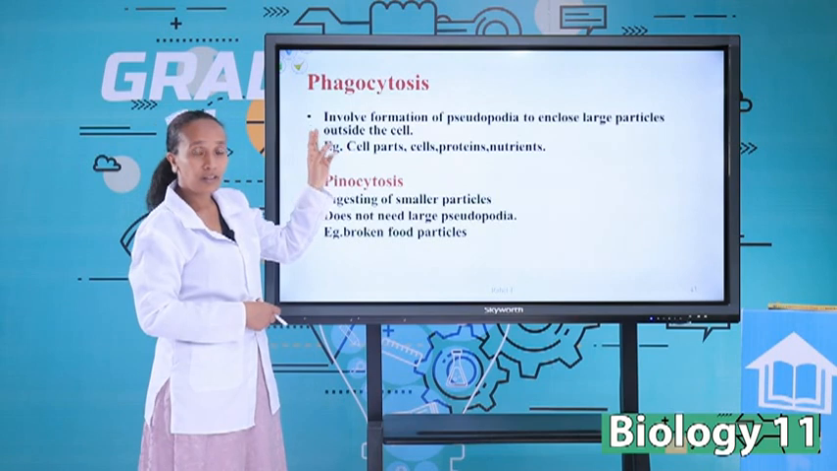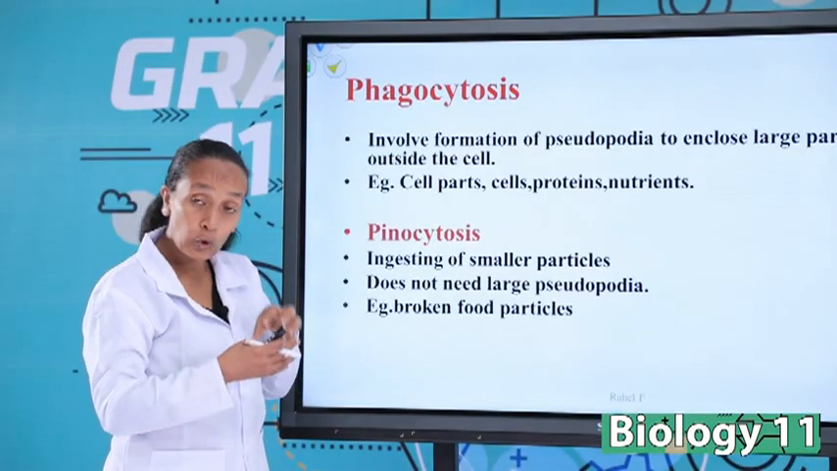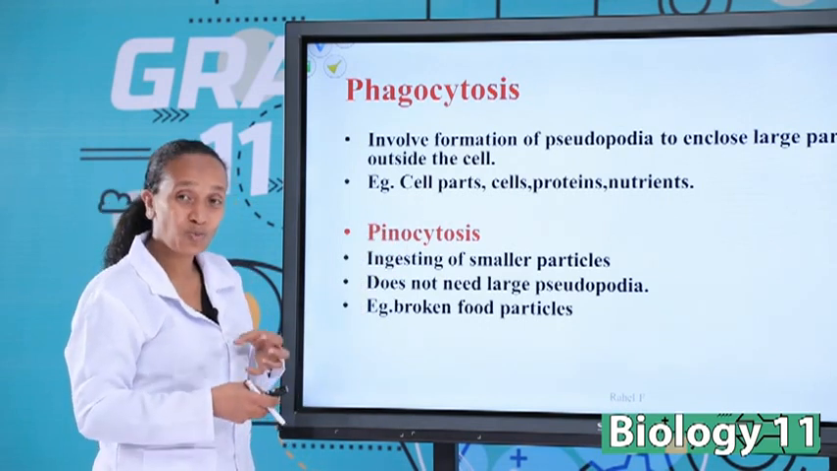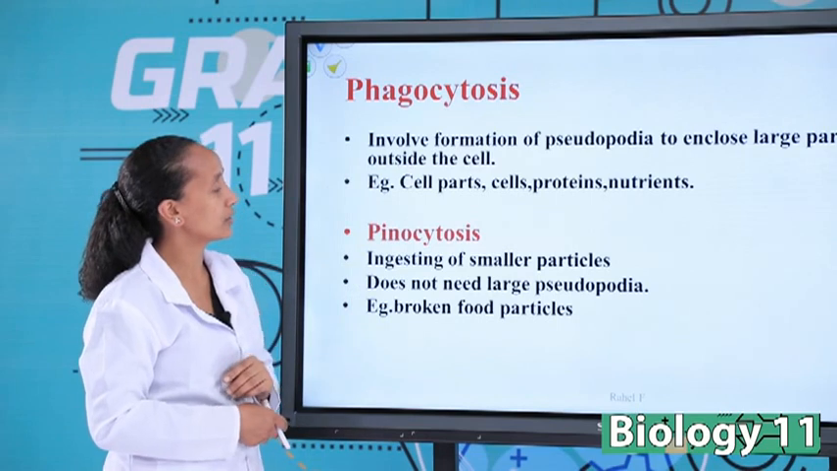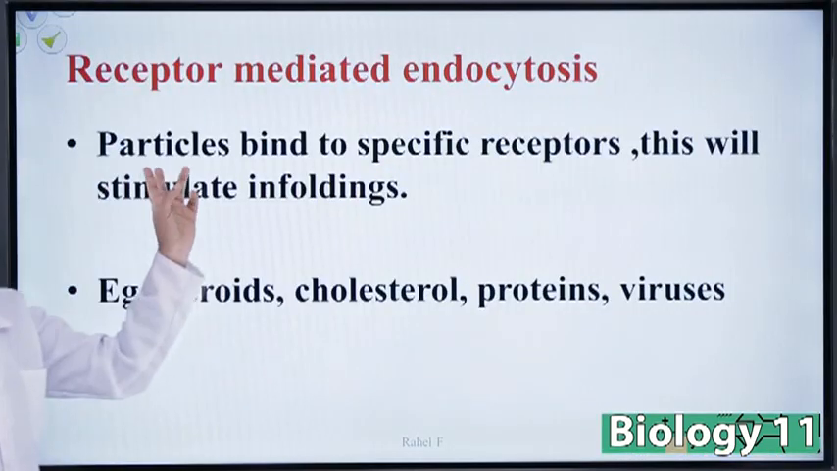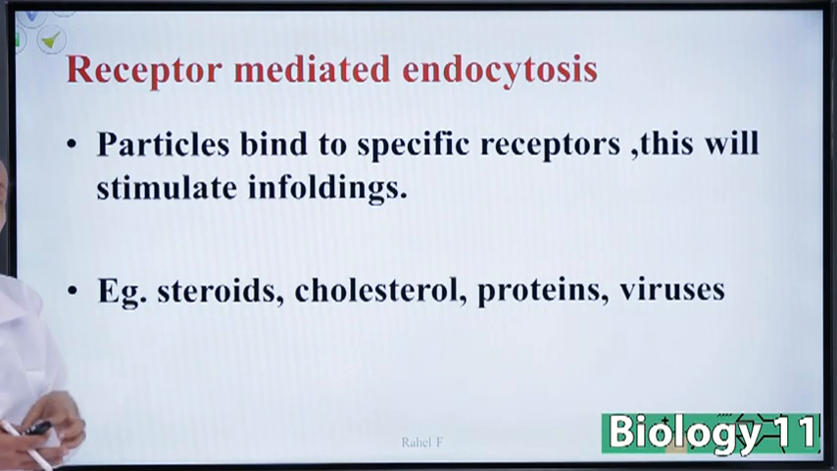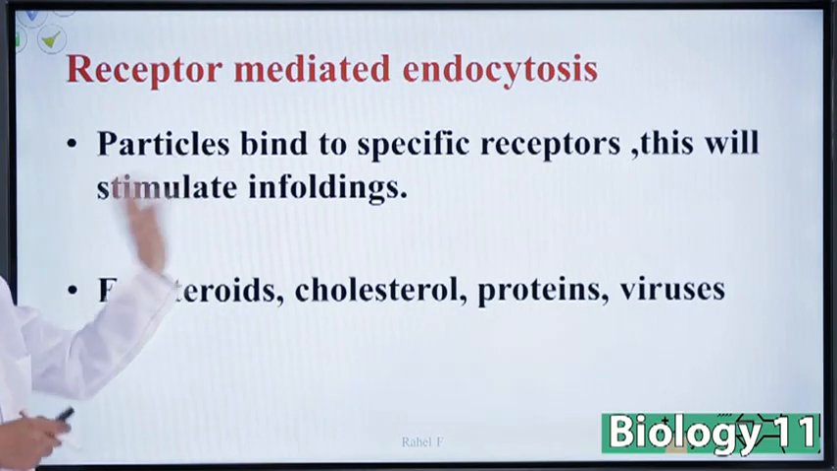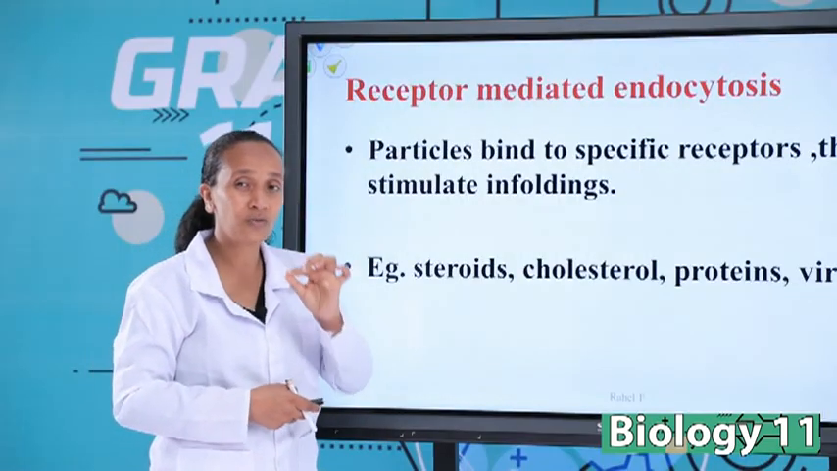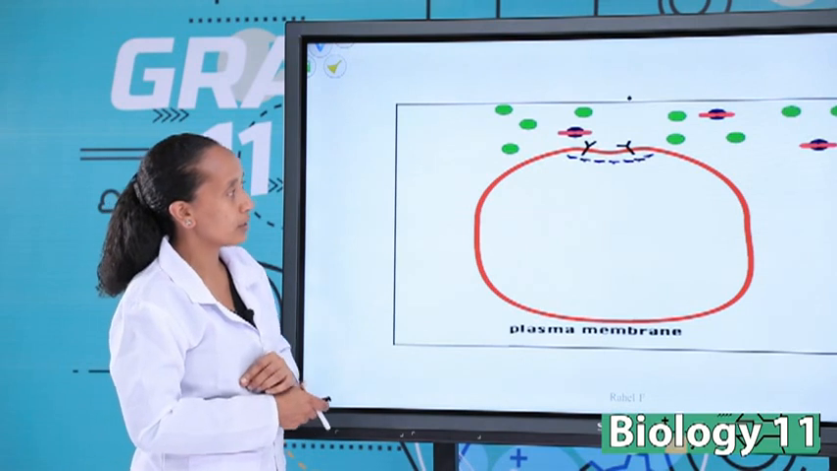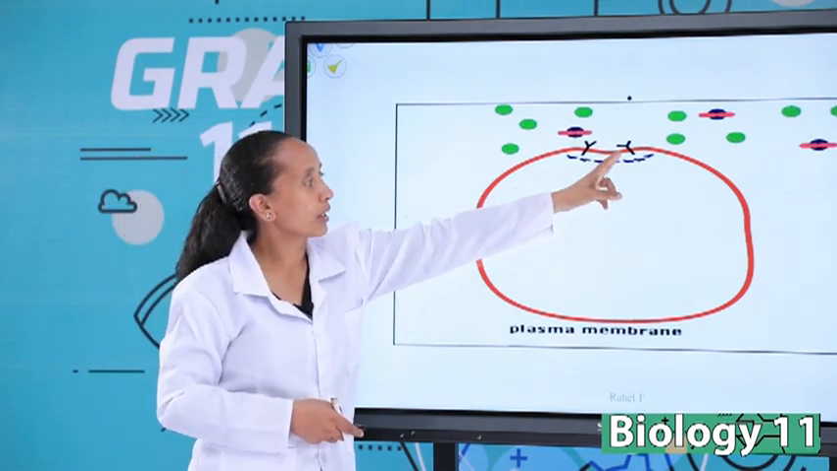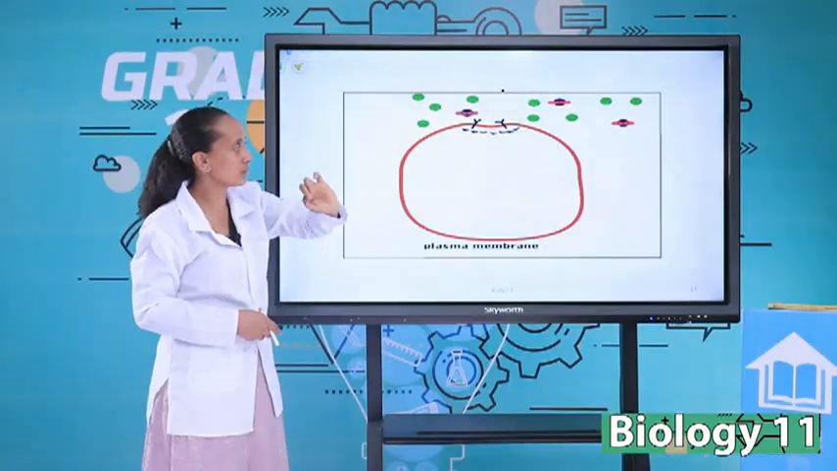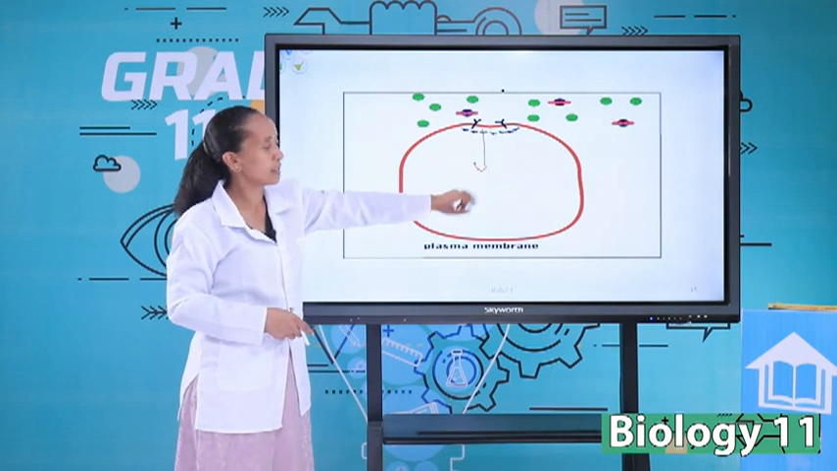Phagocytosis takes large particles and solid particles into the cell, whereas pinocytosis takes in smaller particles compared with the particles in phagocytosis. But in receptor-mediated endocytosis, the particles to be entered into the cell must be specific, because the receptors are specific for a specific type of particles. As you see here on the membrane, there are receptors which can only accept particular proteins or particles to move into the cell.